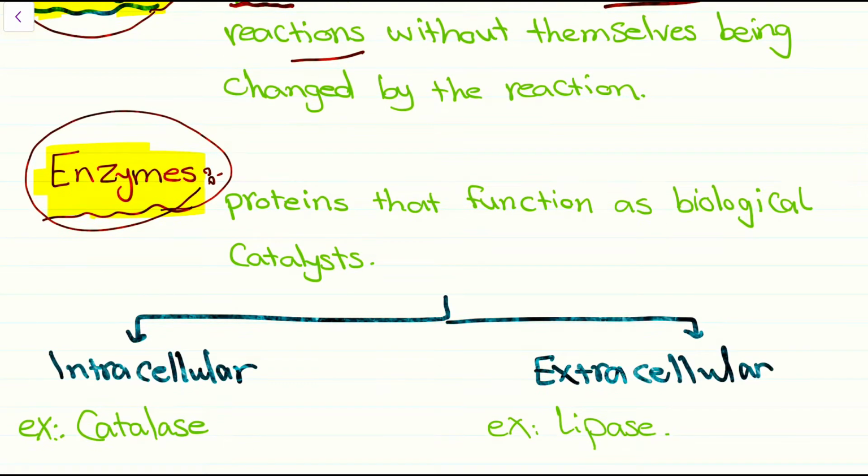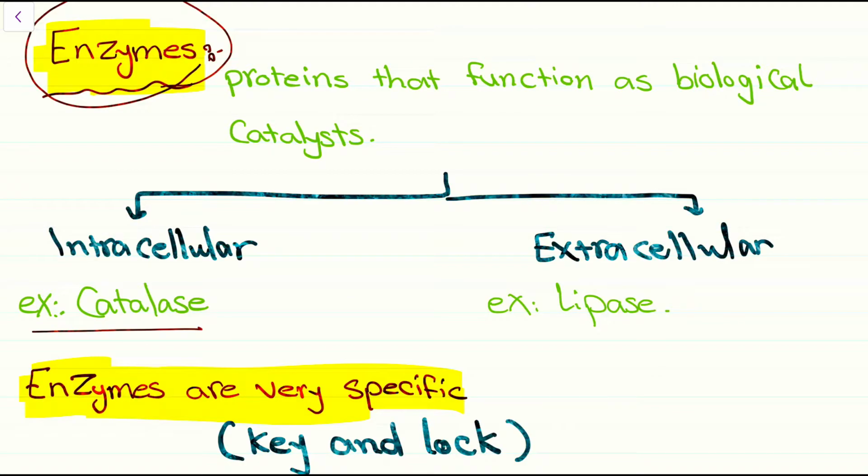We have two different types of enzymes: intracellular and extracellular. Intracellular means they work inside the cell itself. So they are made inside the cell and work inside the cell. Our example is catalase. What is catalase? It is an enzyme which breaks down the harmful hydrogen peroxide in the liver cell. So catalase is an example of intracellular enzymes, working inside the liver cell itself.